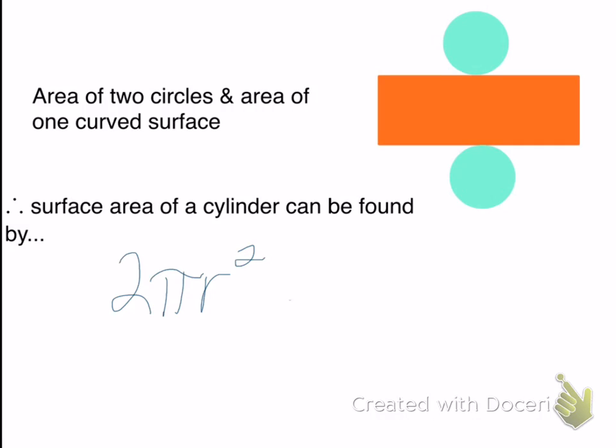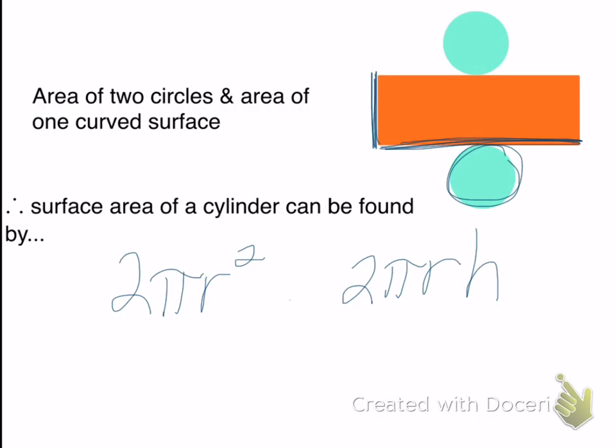To find the area of the curved surface, we need to know the length of our curved surface, which happens to be the same as the circumference of our circle. So to find the circumference, we do 2 times pi times the radius. And then to find the area of this curved surface, we also need to know the width of the figure so that we can find the complete area. So we multiply that by h, the height of our cylinder. Combining these two things will give us the total surface area of a cylinder.